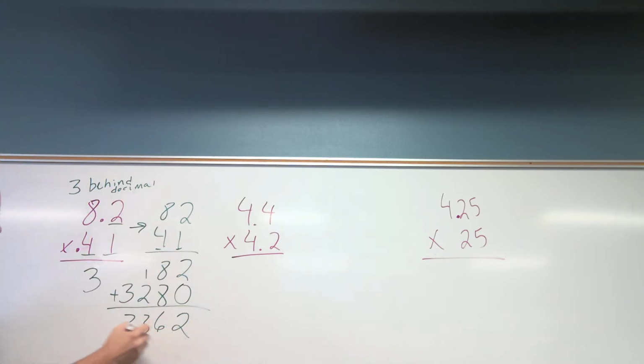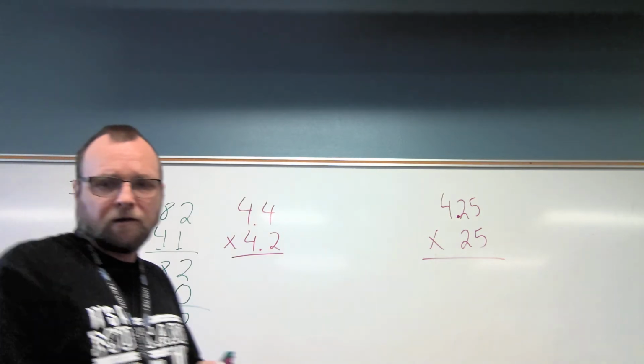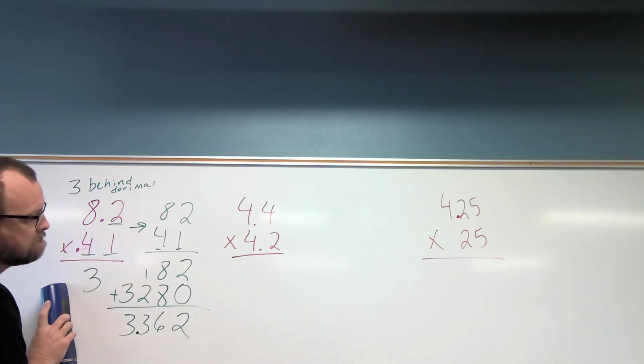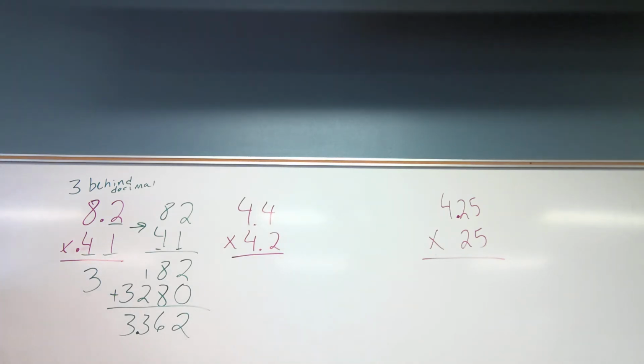3 numbers behind the decimal point. So your answer should have been 3 and 362 thousandths. Yes. Is that 25 or 20? It's 25. Okay.